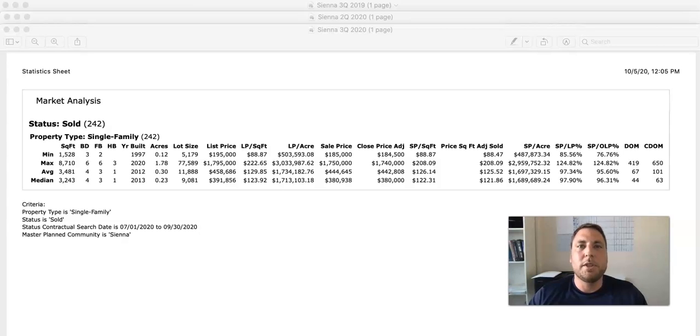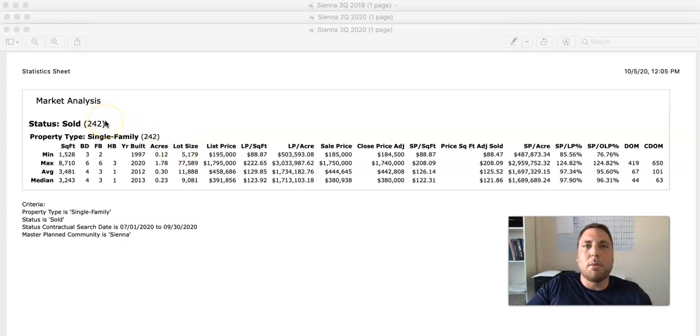I'm Phil Monkhouse, Realtor, going over the Sienna real estate market in the third quarter. I'm going to compare it to what happened in the second quarter and also the third quarter in 2019, just to give a year over year comparison. So I'll just go over the terms quickly here.